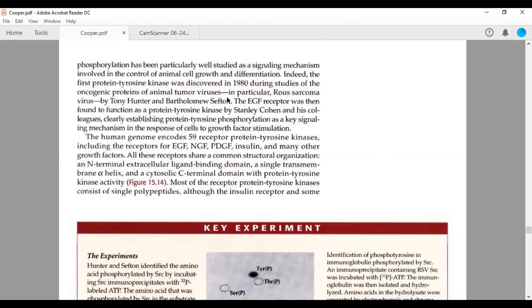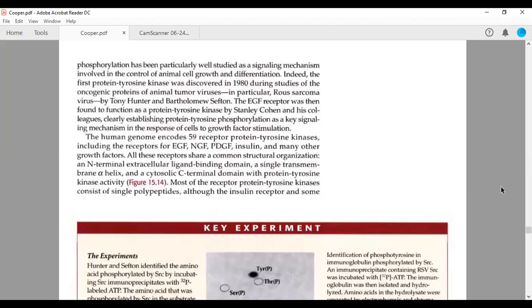oncogenic proteins of animal tumor viruses, in particular the Rous sarcoma virus, by Tony Hunter and B. Sefton. Then EGF was discovered and found to be a receptor tyrosine kinase by Stanley Cohen and his colleagues, clearly establishing, after so many discoveries, that protein tyrosine phosphorylation is a key signaling mechanism in response to growth factor stimulation. And now it is time to count the number of receptor tyrosine kinases.